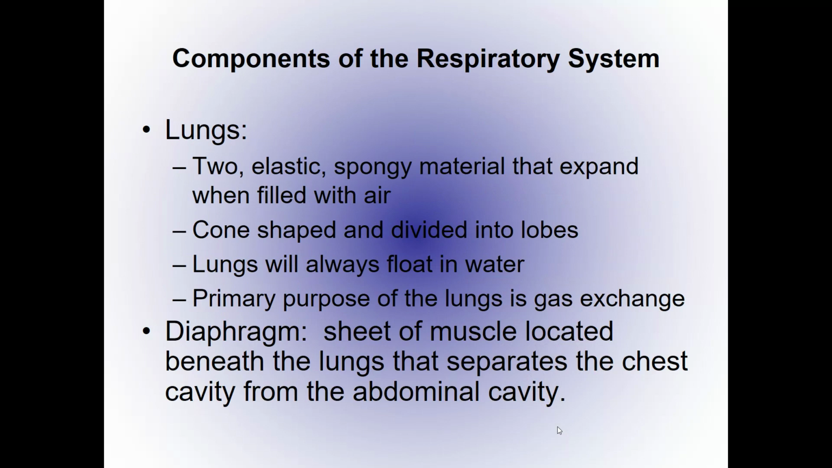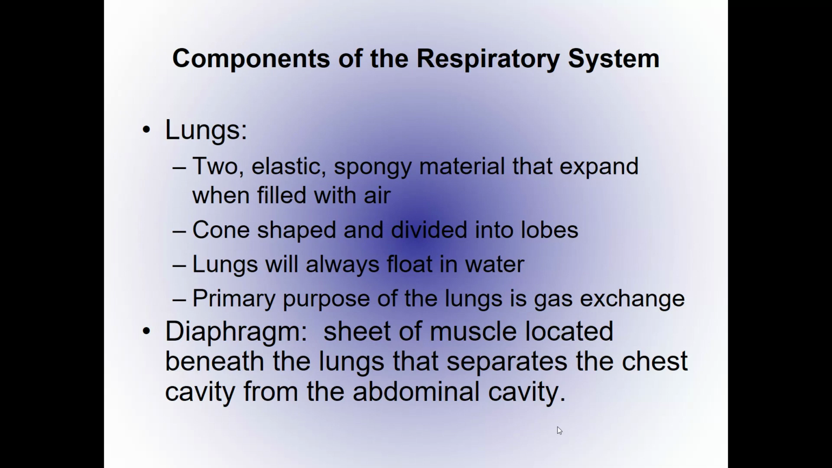Down in the lungs, what we really see are two very elastic organs that are filled with a pretty spongy material. They're kind of cone-shaped, and they're divided into lobes in almost every animal. The goal of lungs is to hold air in them, so lungs will always float in water.